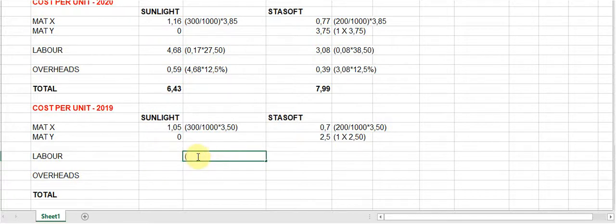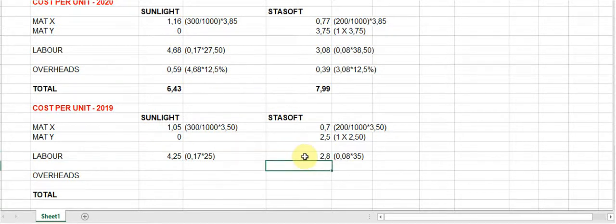Therefore, we're going to say it is again the hours 0.17. But now we're going to times it by 25 Rand. And here the timing is still the same, so it's 0.08. And we're going to times that by the previous rate of 35 Rand. And there we have our figures for labor.